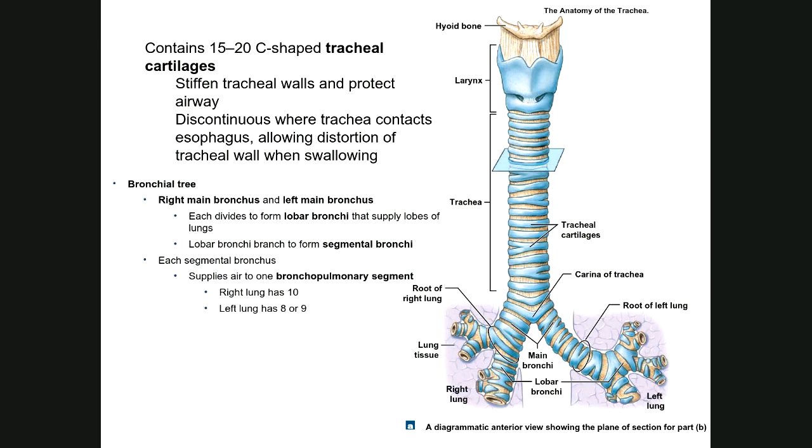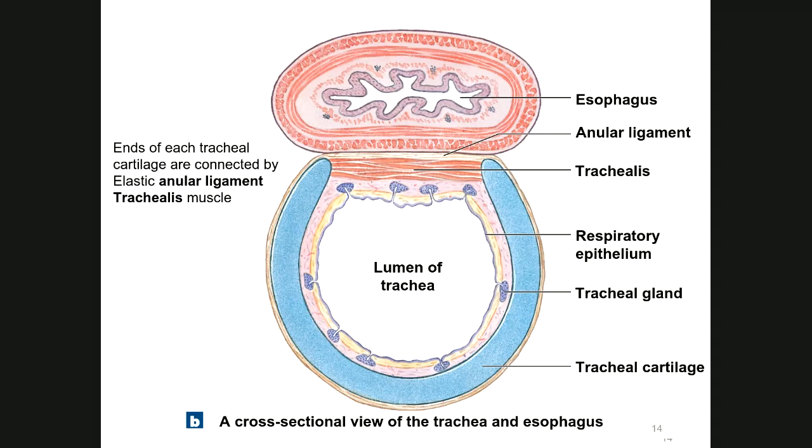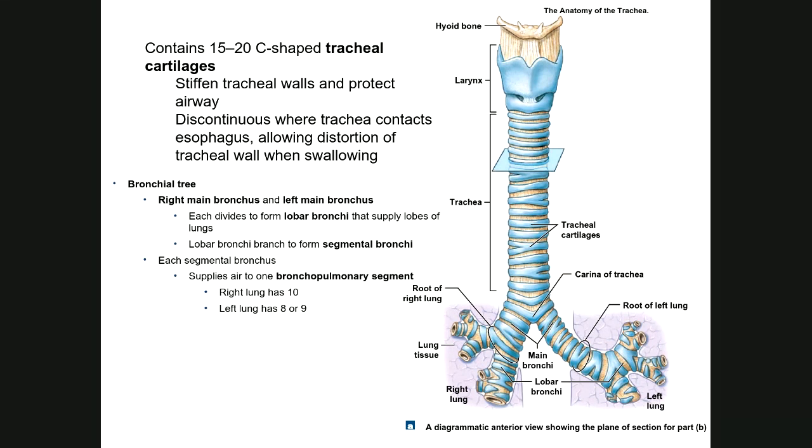They stiffen the tracheal wall and protect the airway. But they are not continuous. They are discontinuous, this is why they have a C form. We have the annular ligament and trachealis, so it's not in continuity. And this allows distortion of the tracheal wall when swallowing. Very important structures. This is the origin, the source for the bronchial tree.